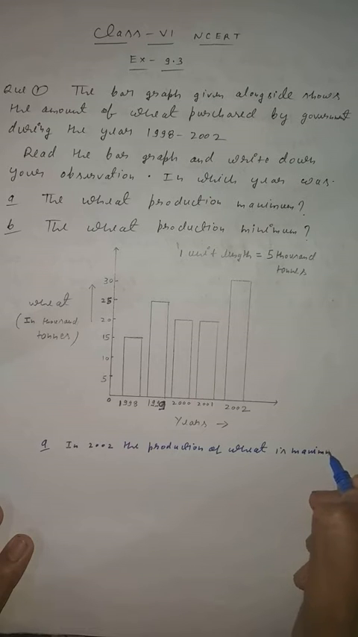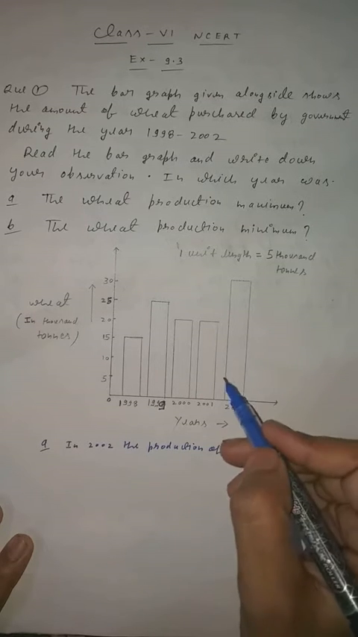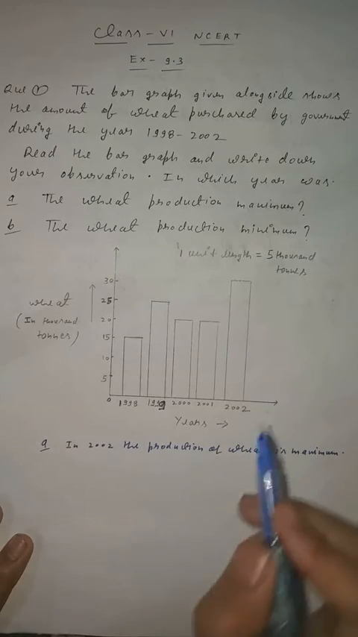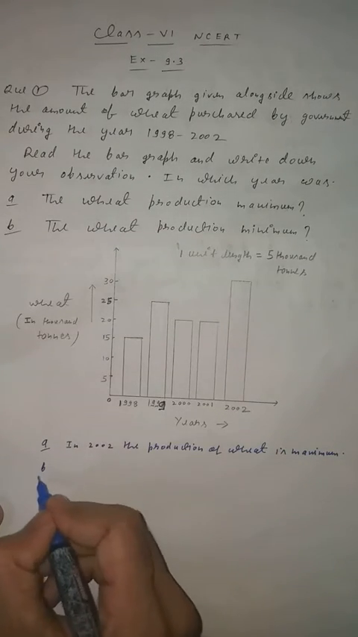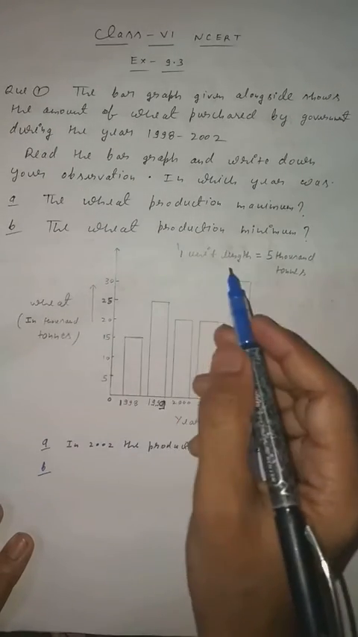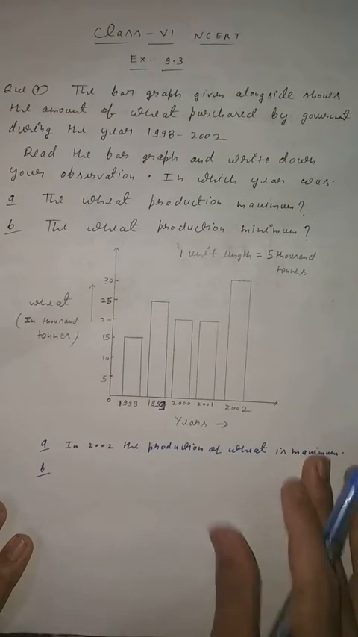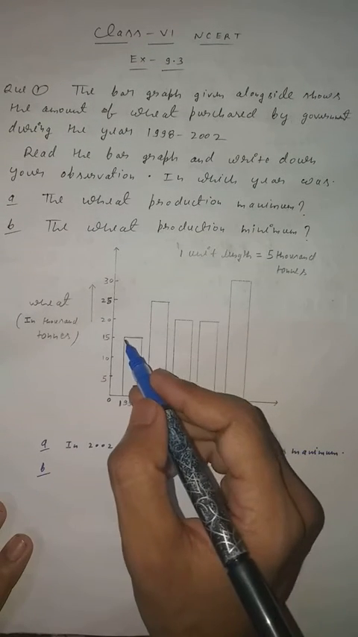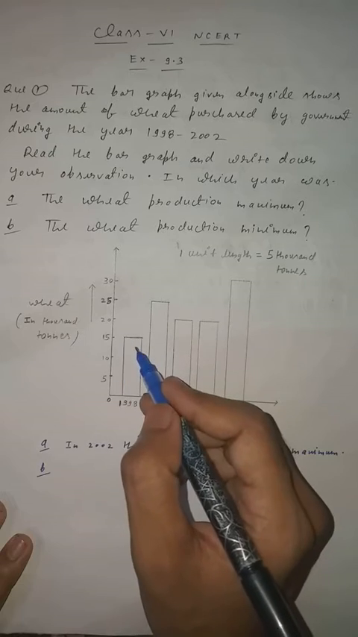Clear student? Because you can see easily this bar graph is longest, so you can say this. Now come to part B. Part B is given: the wheat production minimum. So you can see in which year minimum, student? Here you can see 15. This is minimum. Clear student?